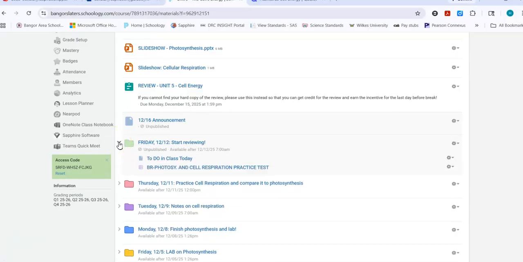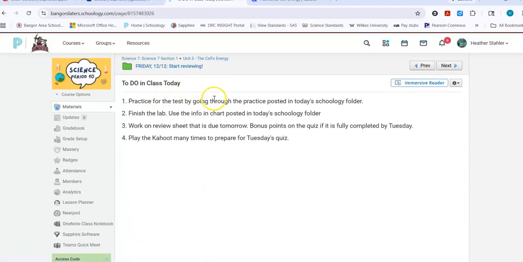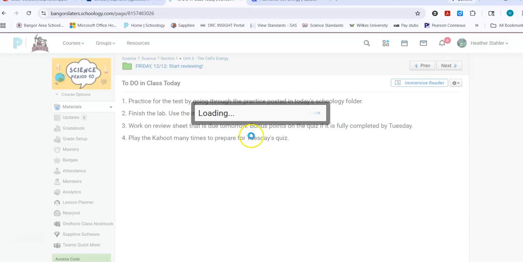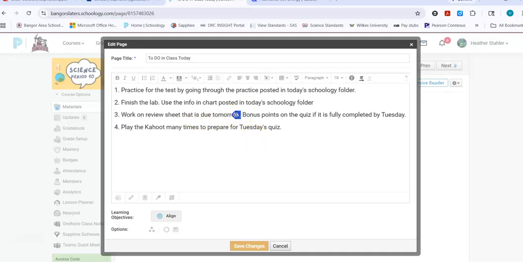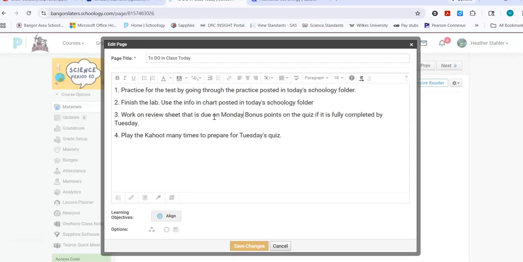You're going to see this Friday folder today. You should see this to-do list, what you should do. Okay, do the practice test, finish the lab if you still have a lab, work on the review sheet. I have it due tomorrow, so I'm going to have to go through and change all of these. Yikes. So it is due on Monday. Not tomorrow. You won't be in school tomorrow.